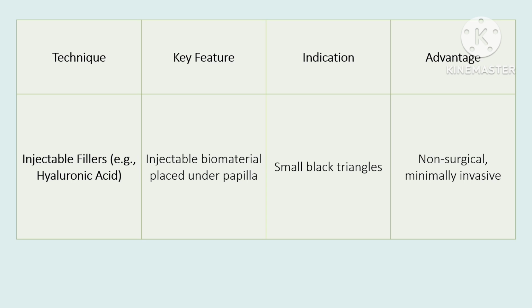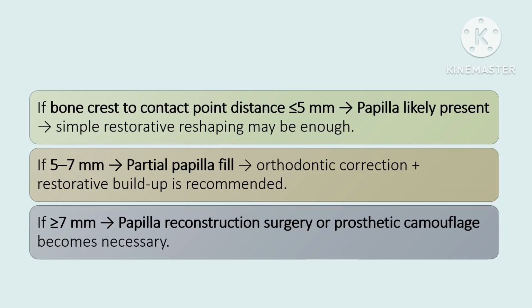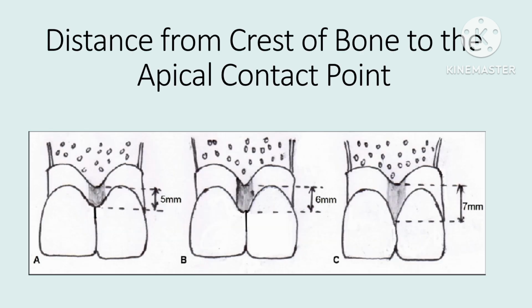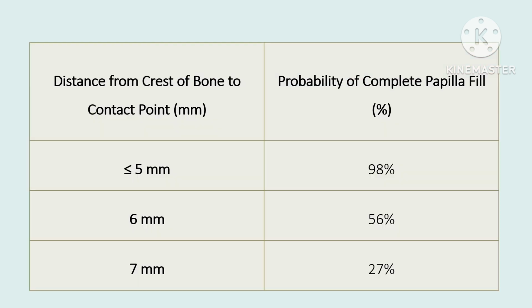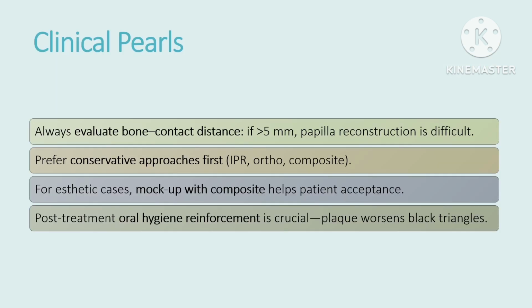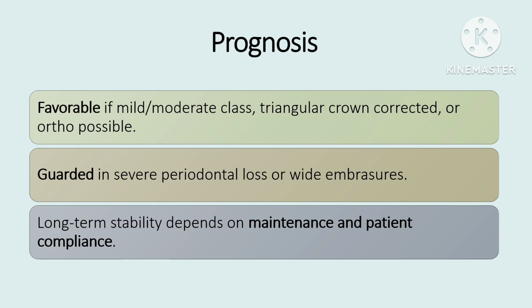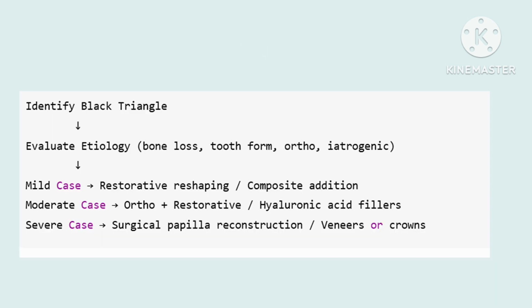As per Tarnow's classification, when the distance from the bone crest to the contact point is equal to or less than 5 mm, the papilla fills the space almost 100% of the time. When the distance is 6 mm, the fill drops to 56%, and at 7 mm or more, the chance of papilla fill is only around 27%. Prognosis is favorable in mild to moderate cases, especially when triangular crowns can be corrected or orthodontic intervention is possible.